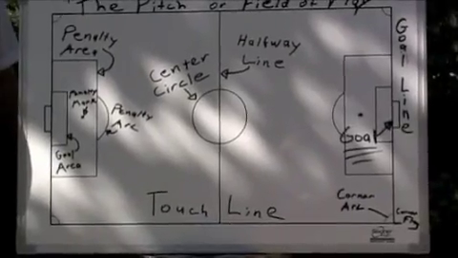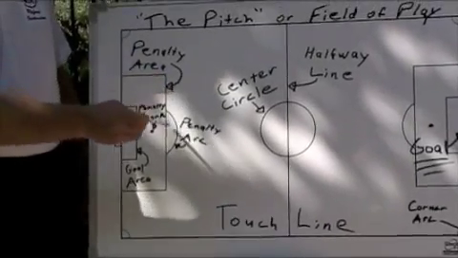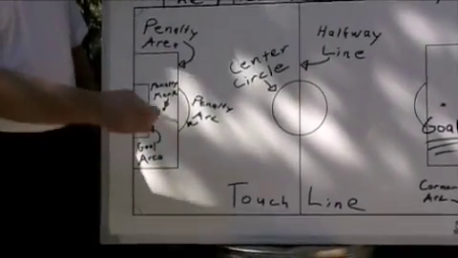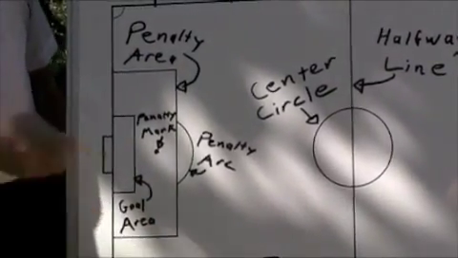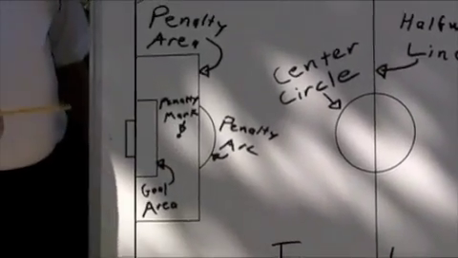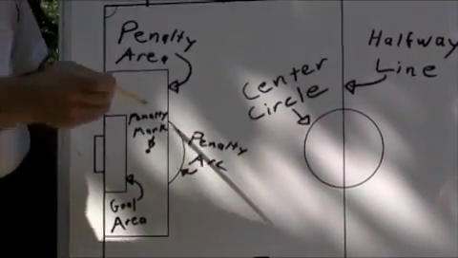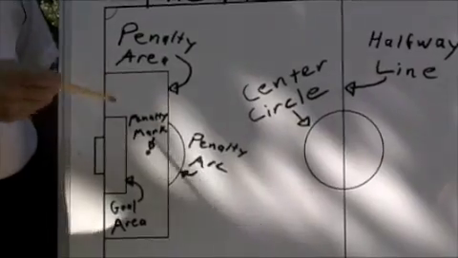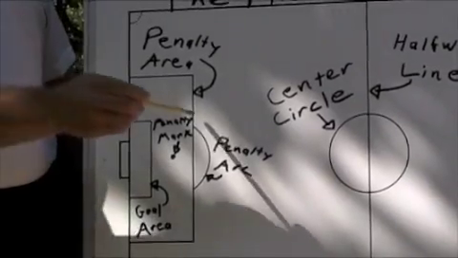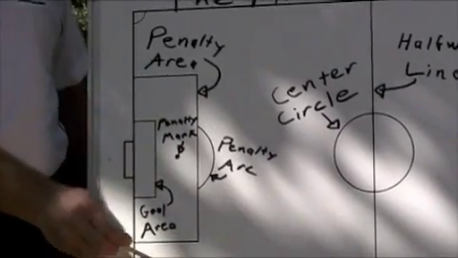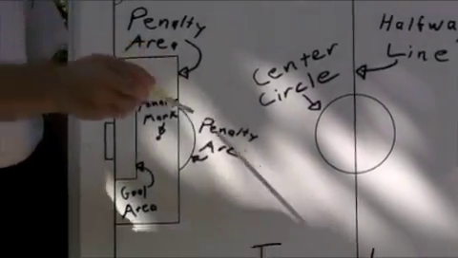Okay, a couple of areas here. This is called the penalty area. This big box here encompasses the penalty area. On a standard size soccer field, the distance from the goal line to this line out here, the end of the penalty area, is 18 yards. So you'll hear it referred to as the 18-yard line, or just the 18. So that's the penalty area.